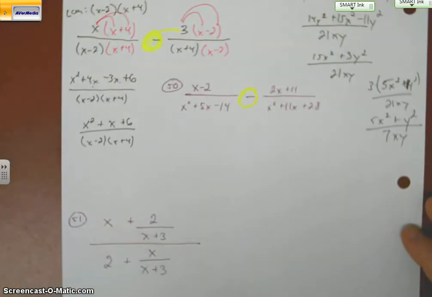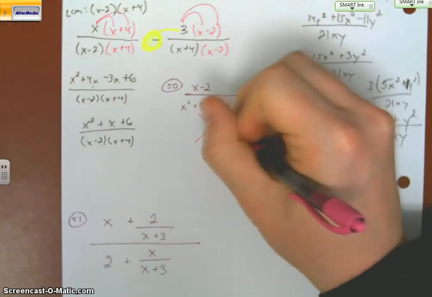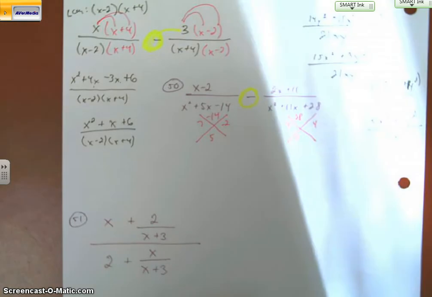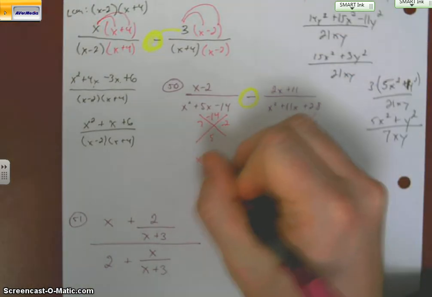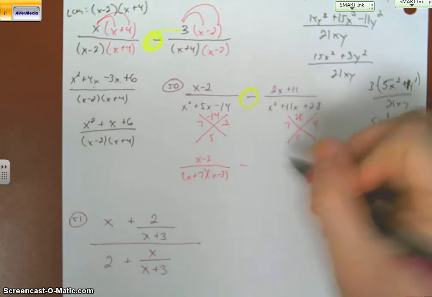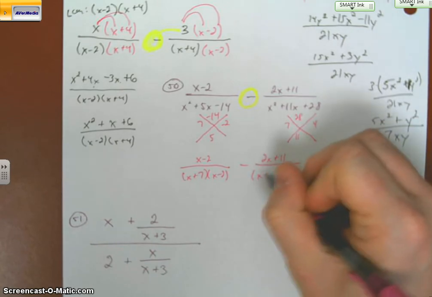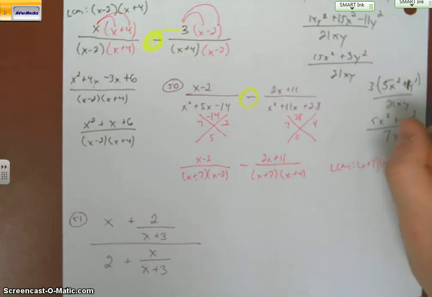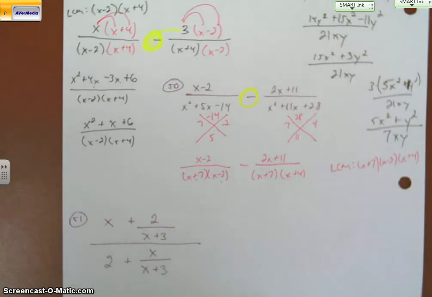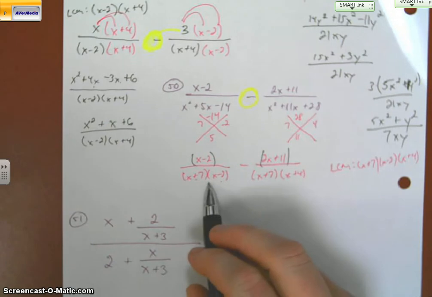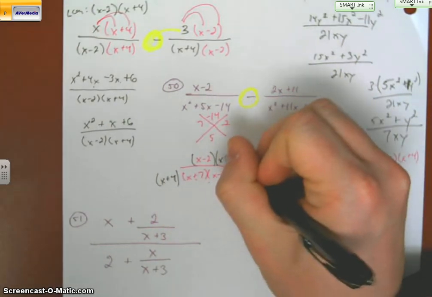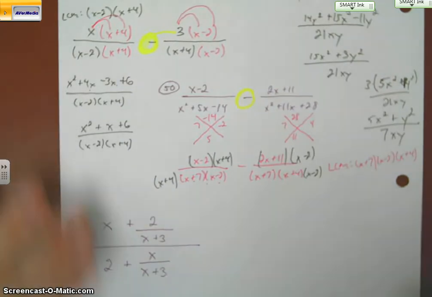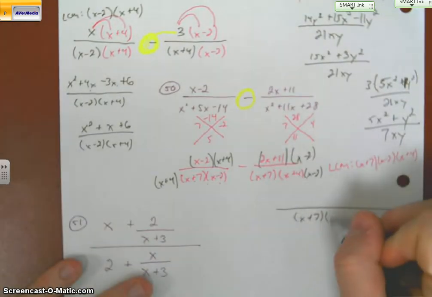Let's look at 50. First thing we need to do is factor: 7 and -2, 7 and 4. Okay, I have an LCM of x plus 7, x minus 2, and x plus 4. This one is missing the x plus 4. This one's missing the x minus 2. So then let's go ahead and write this out.